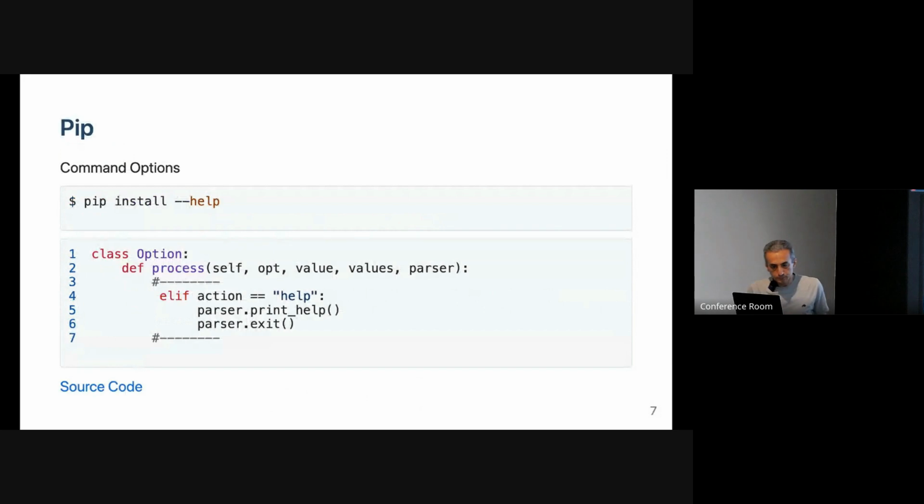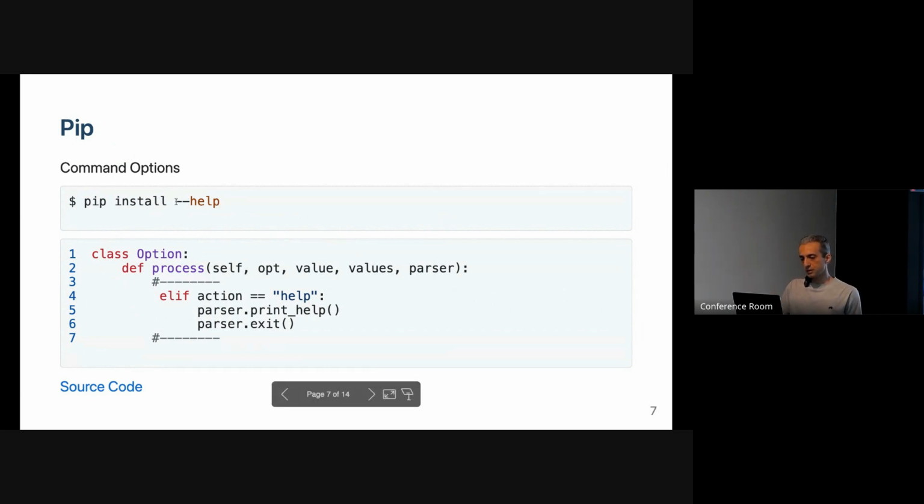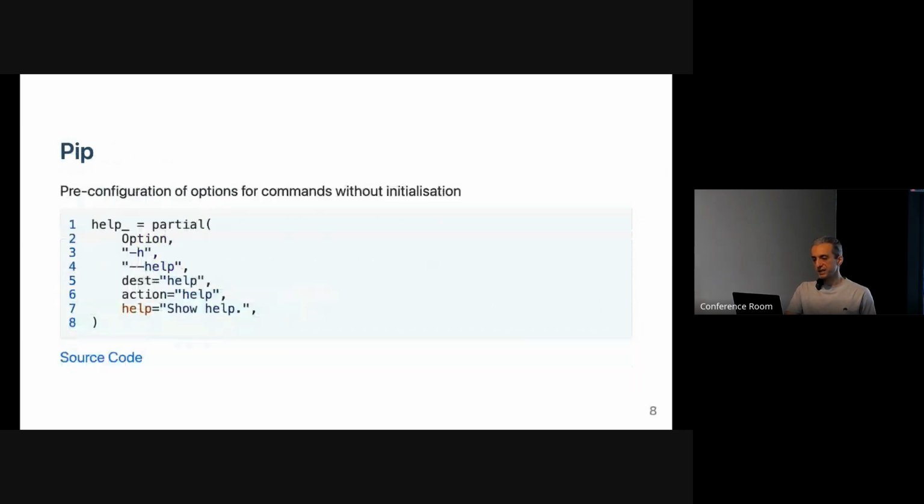Okay, well, pip. I'm pretty sure everyone uses pip. And it also has options. So this --help is an option. They call it option, right? So each option in pip is a class and has a function called process, which, when you call it, would do whatever that option needs to do, right?